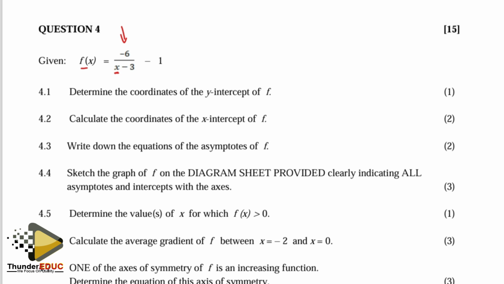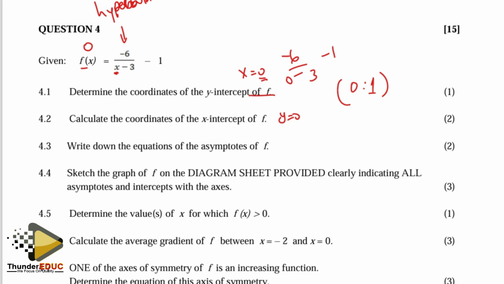For as long as the denominator has x there, automatically this is a hyperbola. They want the coordinates of the y-intercept. For the y-intercept, we said x must be 0. So that's going to be negative 6 over negative 3, minus 1. That's going to be 2 minus 1, that's a 1. So it's going to be (0; 1). Then they want the coordinates of the x-intercept. For the x-intercept, y is 0. We said f of x is the same as y. So replace f of x with 0, and then we solve that.